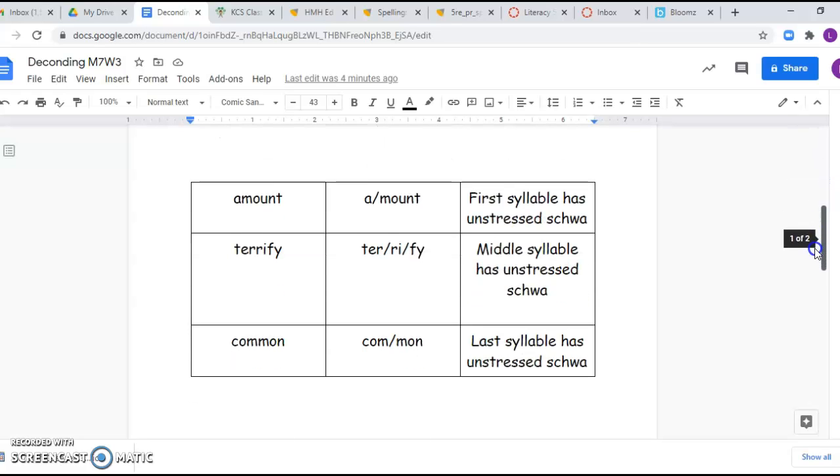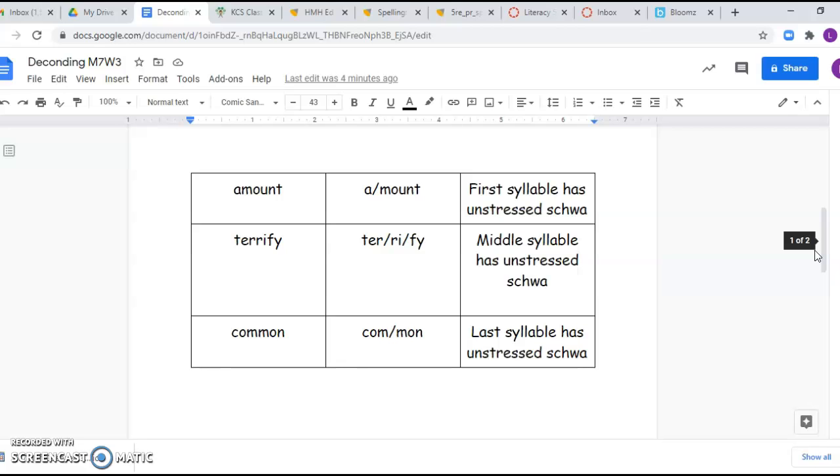So I have this nice little chart for you, and we're going to look at these examples. The very first one that we have is right here. It is amount. And when you separate that into syllables, you have a-mount. This one has a first syllable that has the unstressed schwa sound. If you can say that word, amount, you really hear the "uh" in the mount part.